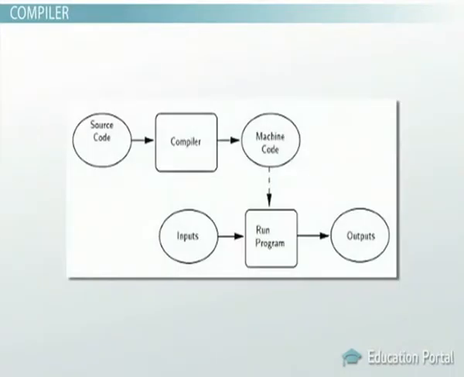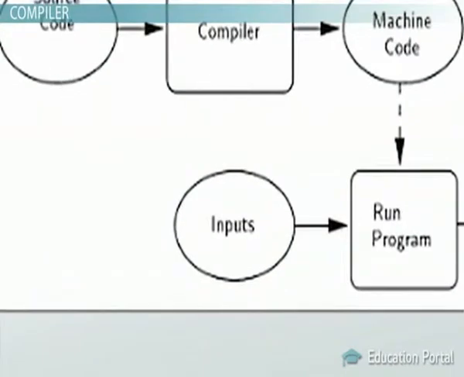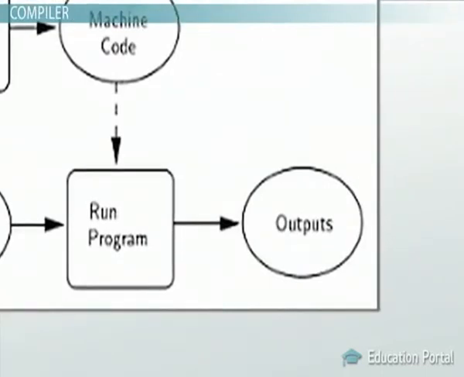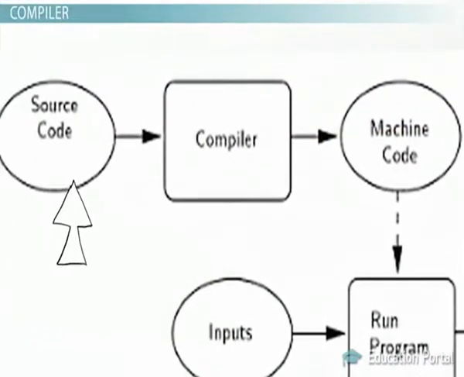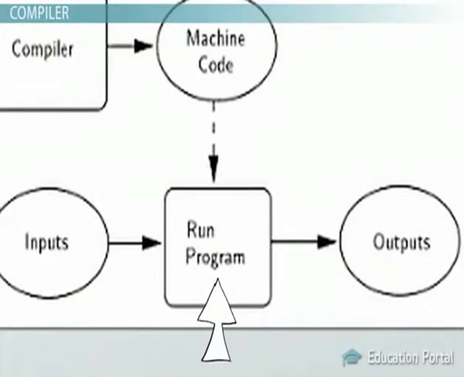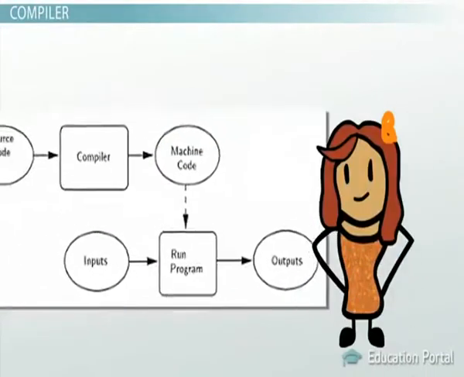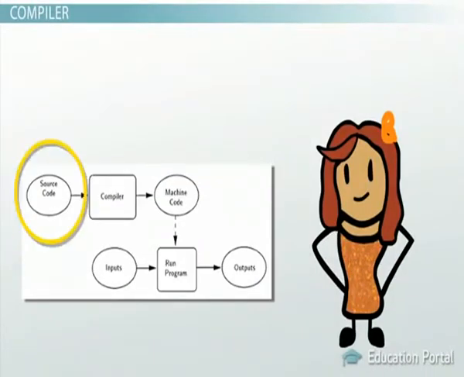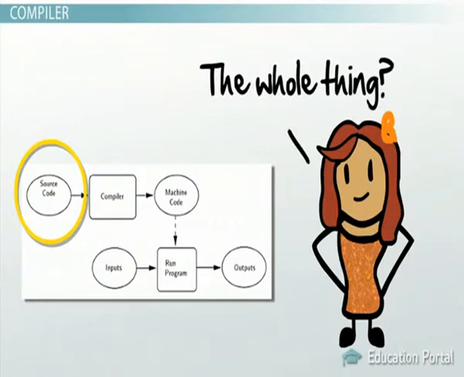A typical computer program processes some type of input data to produce output data. The compiler is used to translate source code into machine code or compiled code. This does not yet use any of the input data. When the compiled code is executed, referred to as running, the program processes the input data to produce the desired output. When using a compiler, the entire source code needs to be compiled before the program can be executed.